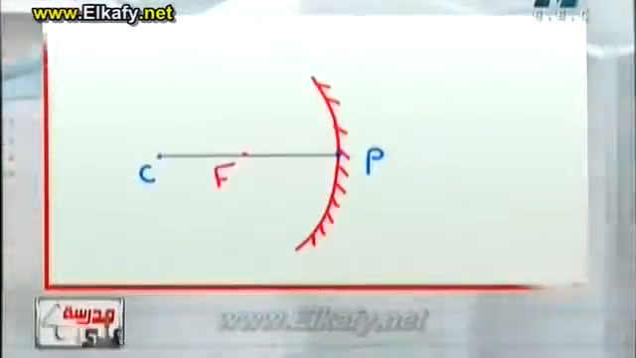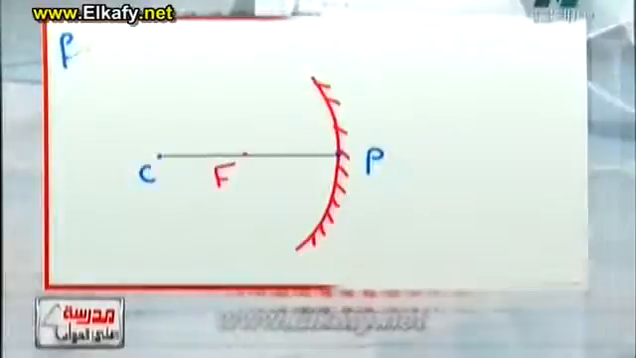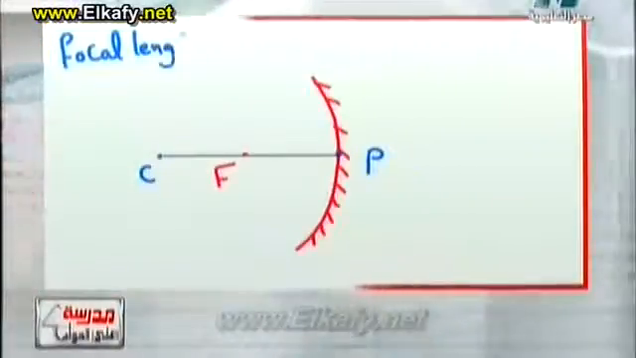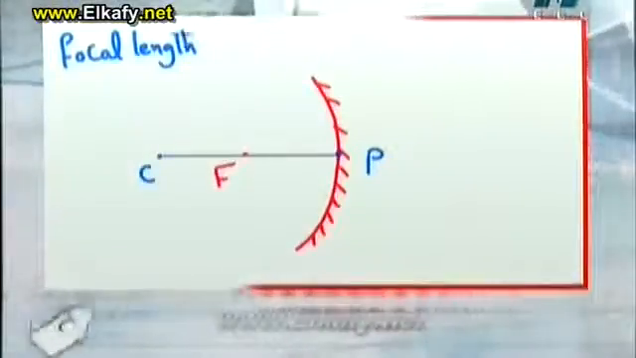Okay, here we have P, here we have C by ruler again, and here we have the radius. Between C and P at the middle, we have the focus here. So we know what is meant by focus. It is a point of intersection of the reflected light rays. Here we have the focal length. We write the symbol by small f, focal length.